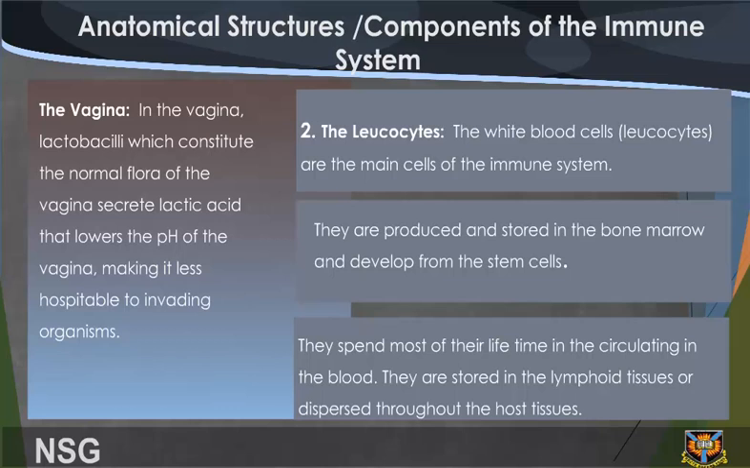Two. The leukocytes. The white blood cells, leukocytes, are the main cells of the immune system. They are produced and stored in the bone marrow and develop from stem cells. They spend most of their lifetime circulating in the blood. They are stored in the lymphoid tissues or dispersed throughout the host tissues.